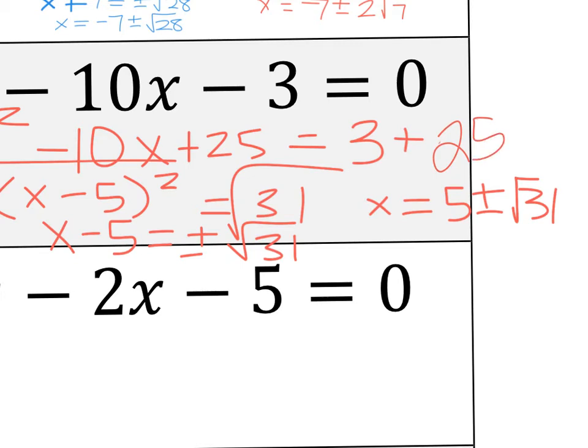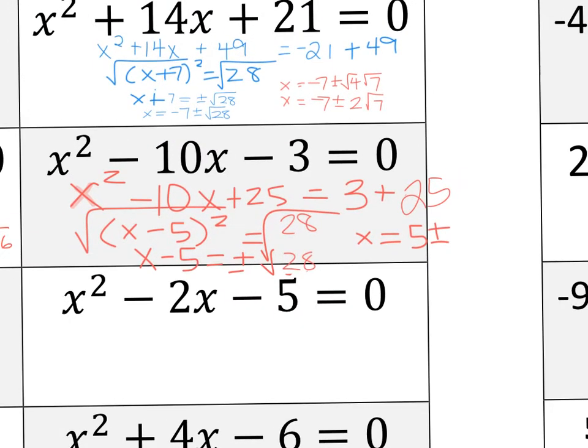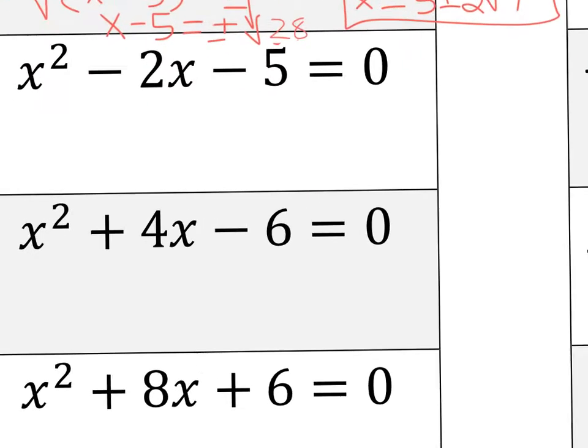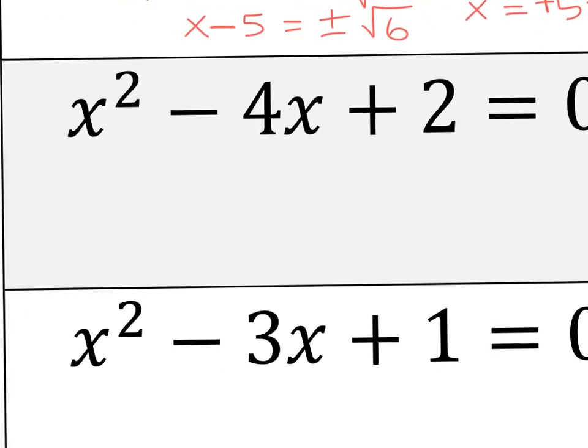Okay, I'm going to start this whole part over because I bet I confused you. So underneath the square root, it's not supposed to say 31. It's supposed to say 28. And we already broke down 28 in the question above it. You see how the 28 became a 4 and a 7, which became 2 square root 7. So that is really what I was looking for. 5 plus or minus 2 square root 7 is right there. Okay. The next one. So half of 4 is 2, and 2 squared is 4.